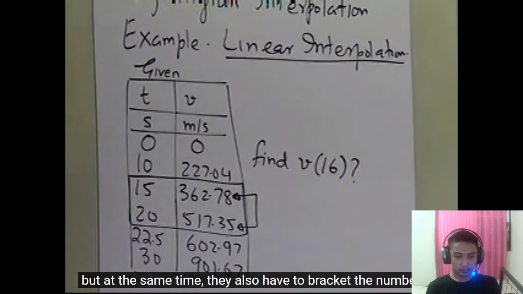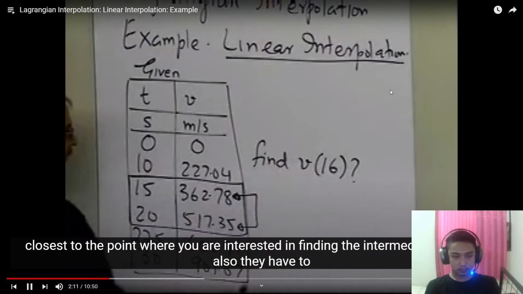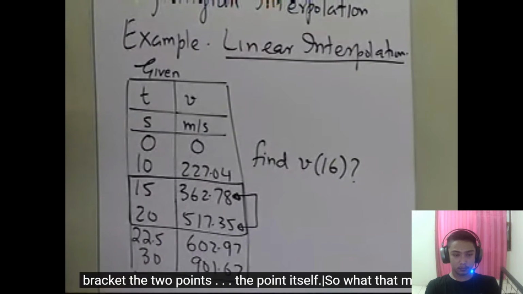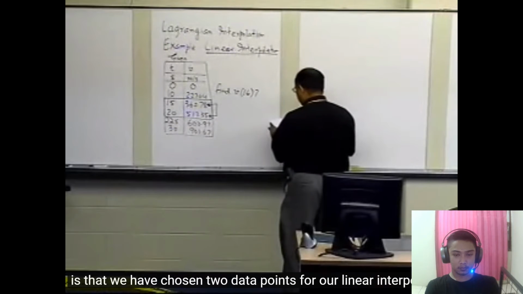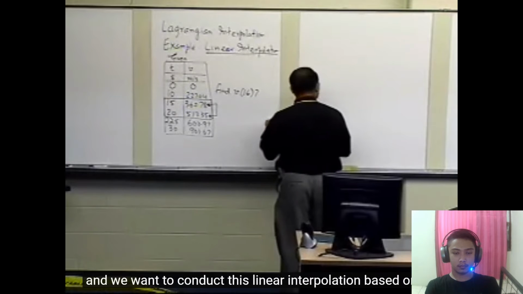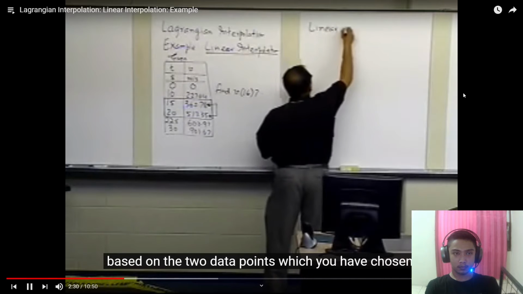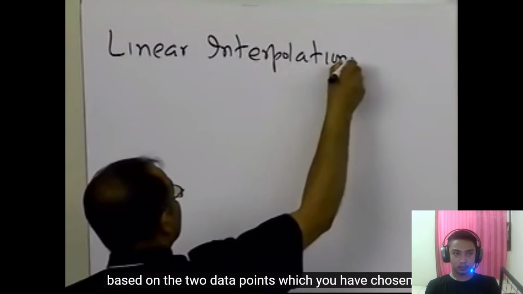But at the same time, they also have to bracket the number 16. So the two numbers that you're going to select for linear interpolation not only have to be closest to the point where you are interested in finding the intermediate value, but also they have to bracket the point itself. So we have chosen two data points, and we want to conduct this linear interpolation based on them.